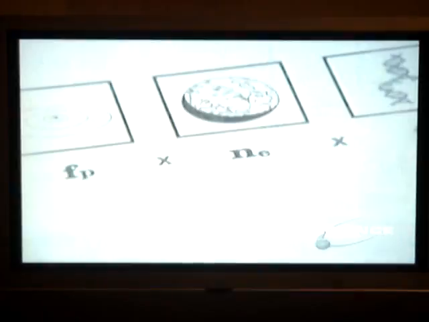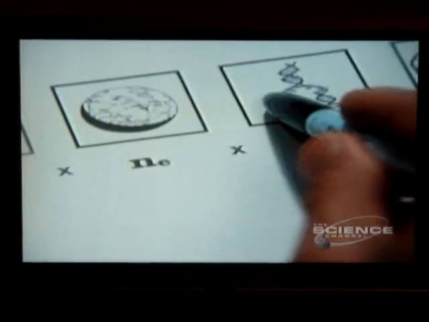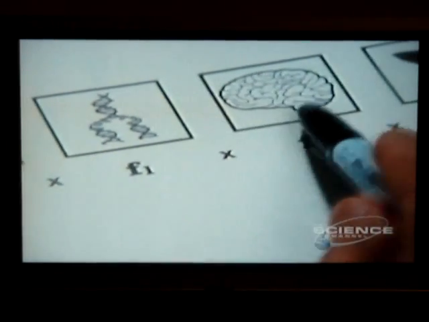It depends on the fraction of stars that have planets. Let's call that F sub p. It depends on the average number of planets in a given solar system that are ecologically suitable for life. Let's call that N sub e. It depends on the fraction of suitable planets in which life actually arises. Call that F sub L. It depends on the fraction of inhabited planets on which intelligence emerges. Let's call that F sub I.